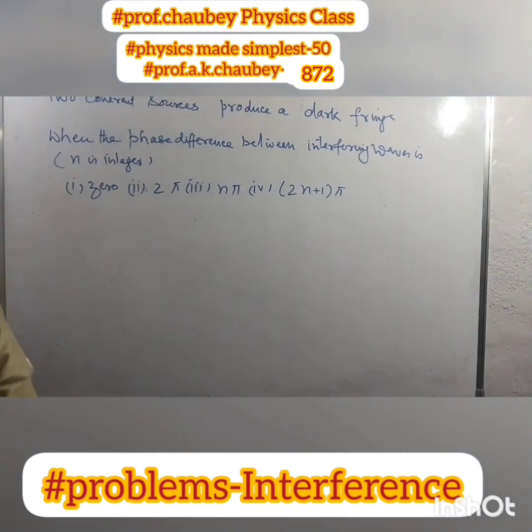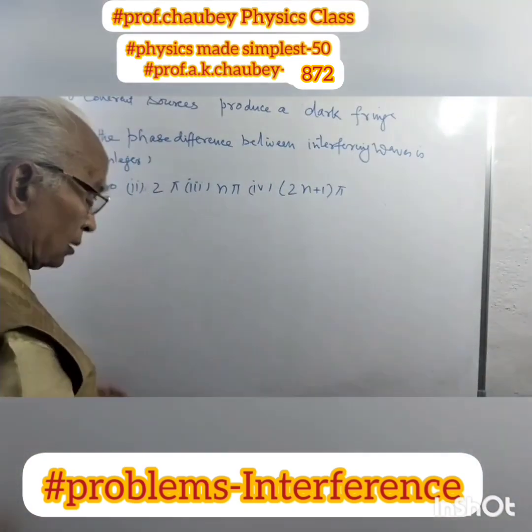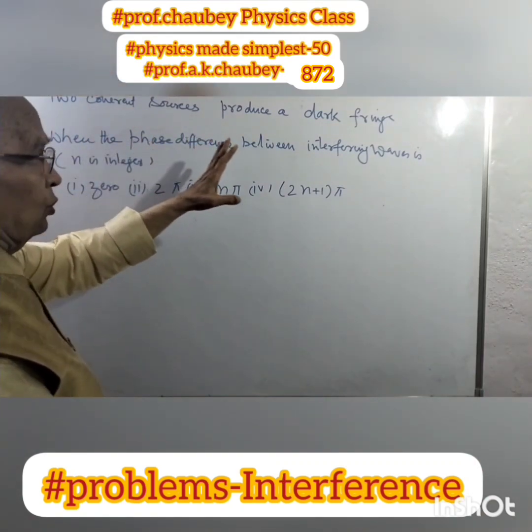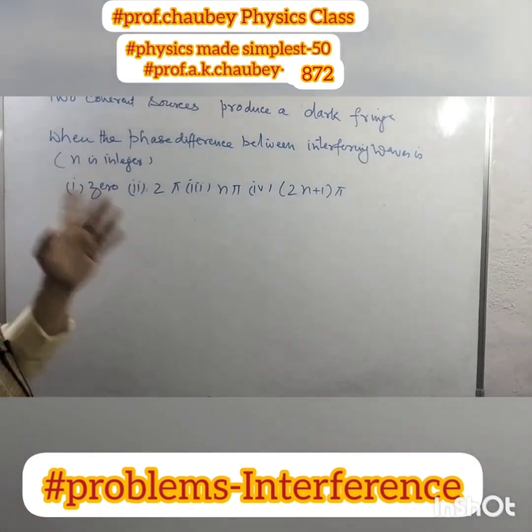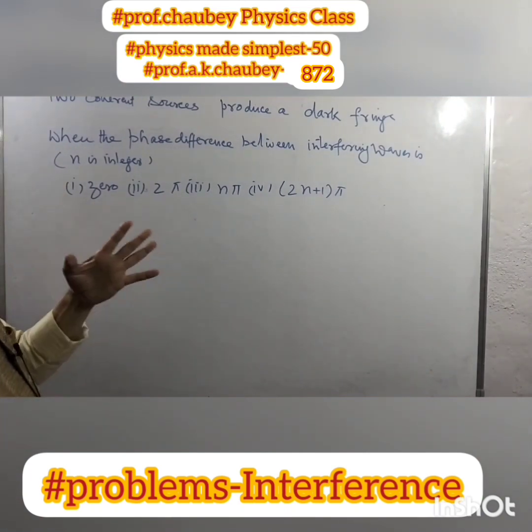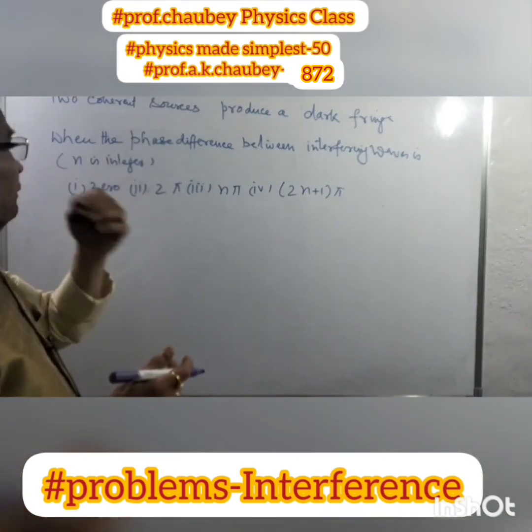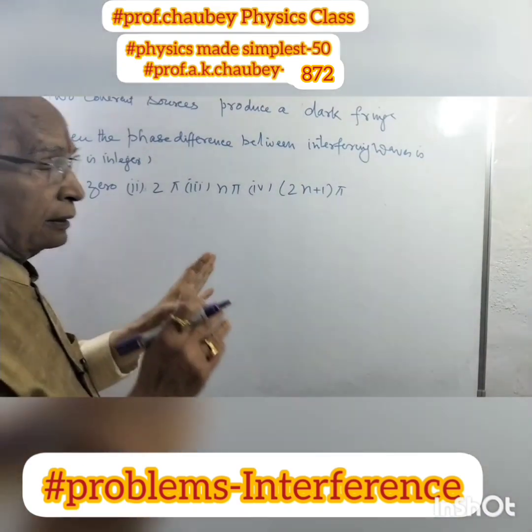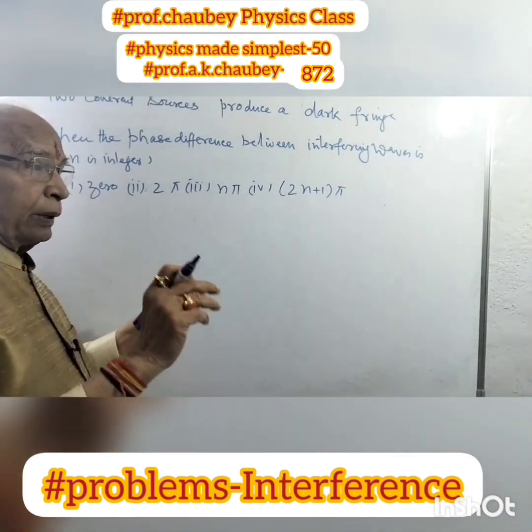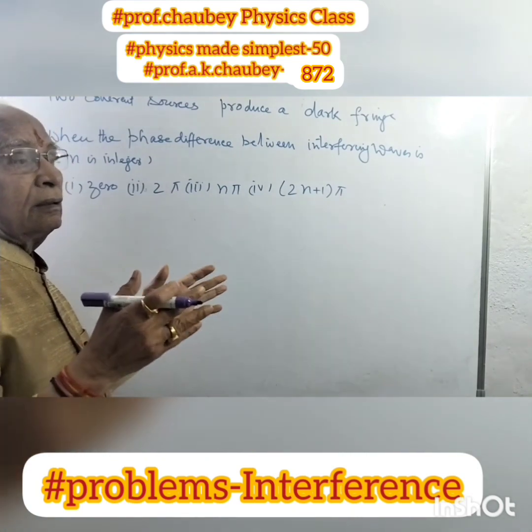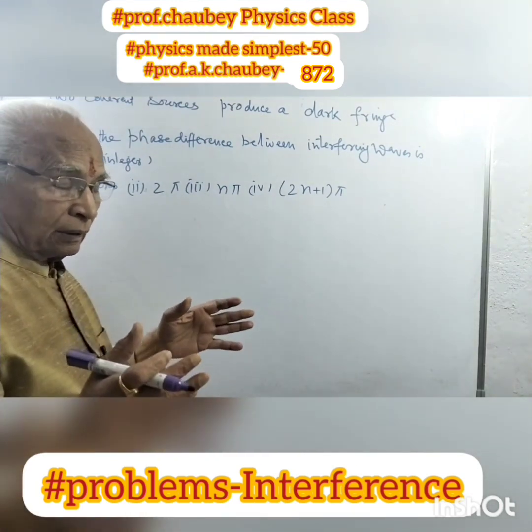Now you have to think on this. This is the problem. Think for 1 minute on this. What will the answer be? What is the question asking? The question is that two coherent sources produce a dark fringe, destructive interference, and we have analytical formulas for when the phase difference is 0 or 2 pi or 4 pi, that is an even integer multiple.